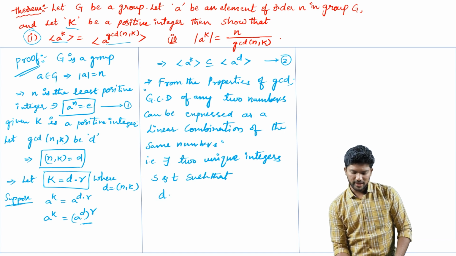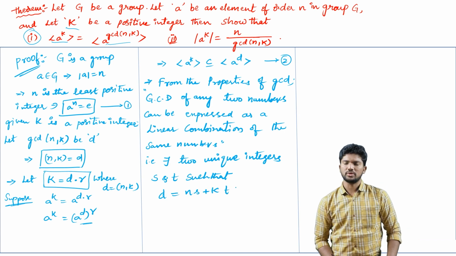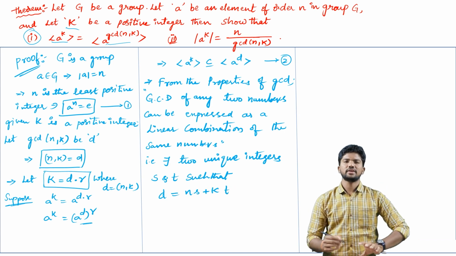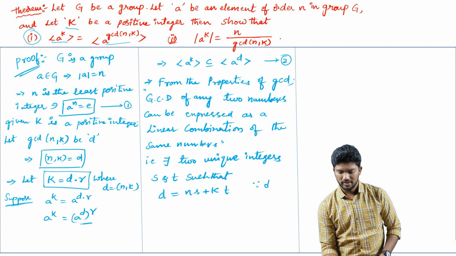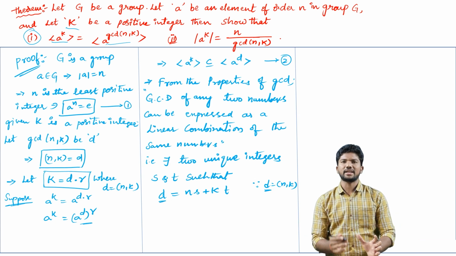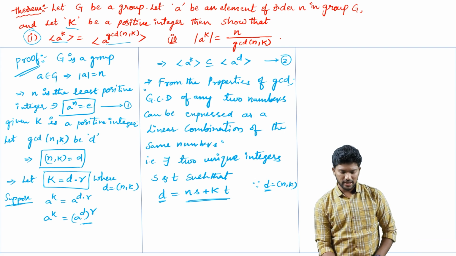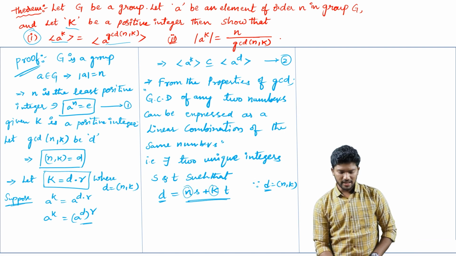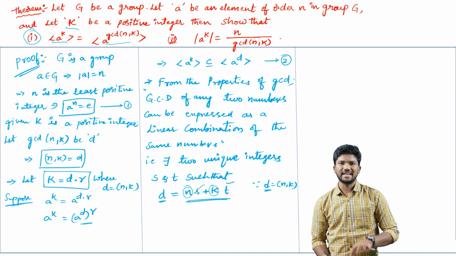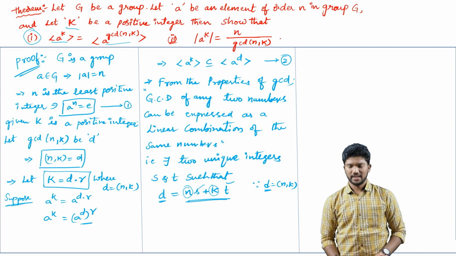I am writing what the GCD d is: d is equal to n into s plus k into t. Here d is the GCD of n comma k. Since we have d equal to GCD of n comma k, that GCD we are expressing as a linear combination of the same numbers. Here n is there and k is there, and there exist two unique integers s and t, such that you can write d is equal to ns plus kt.